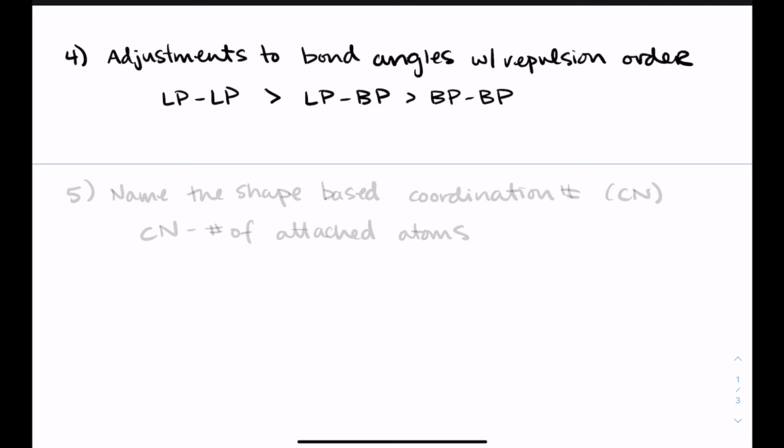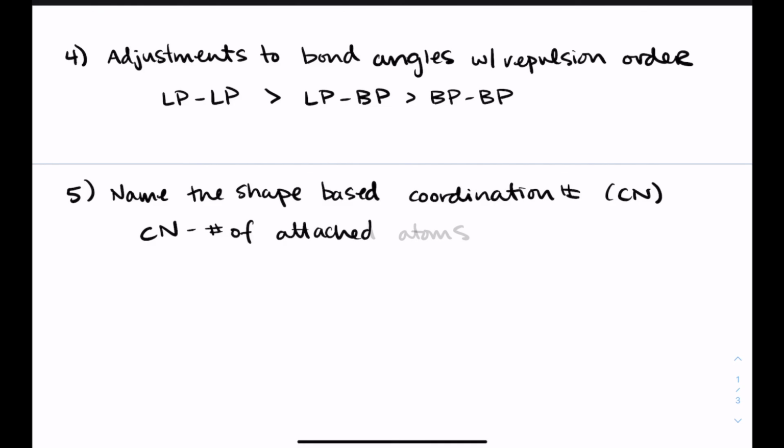Then the last thing, if we are giving a name to the shape of our final molecule, we name it based on the coordination number. The names that were given earlier are for the electron geometry, the basic format in which we are putting atoms around the central atom. But when we're looking at the final structure and the final shape, we only use the number of attached atoms. So we ignore the lone pairs and just use the atoms that are connected to get the name of that shape.